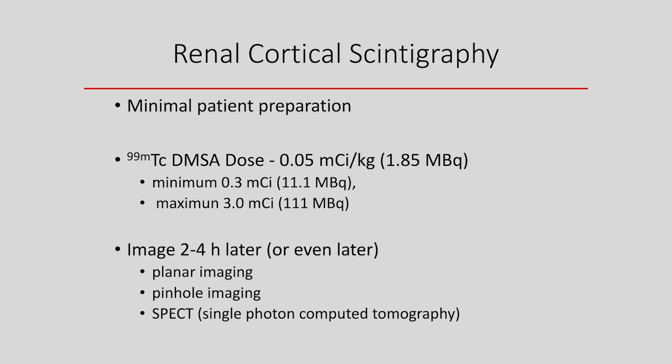There is minimal or no patient preparation prior to this study. The dose of DMSA is 0.05 millicuries per kilogram or 1.85 megabecquerels, with a minimum and maximum doses shown there. After the injection, imaging takes place between 2 and 4 hours, or even later. Imaging can be performed using planar imaging, pinhole imaging, or SPECT.